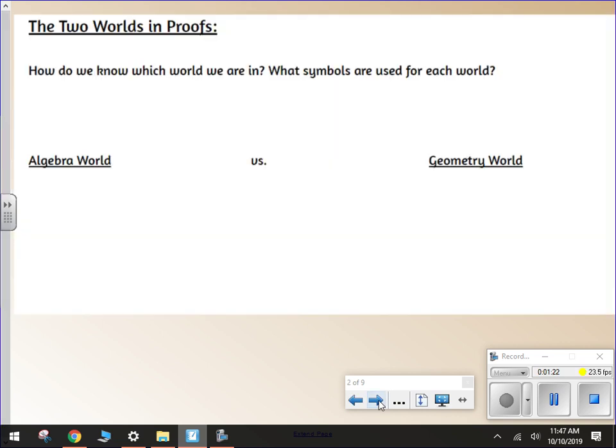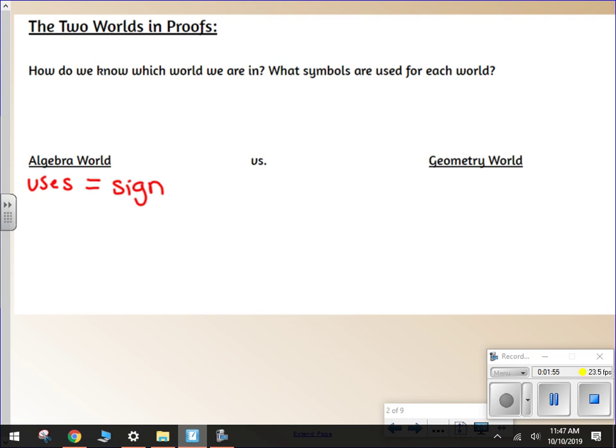So there are two worlds. We've talked about this the last week. There is the algebra world and the geometry world, and we've been talking about how do we know which world we're in. What symbols? The symbols are going to tell us which world we're in. An equal sign is going to be the algebra world. If I'm given anything with an equal sign, that means I'm in the algebra world, and I either need to switch to geometry or I'm doing an algebra proof like we did this Monday.